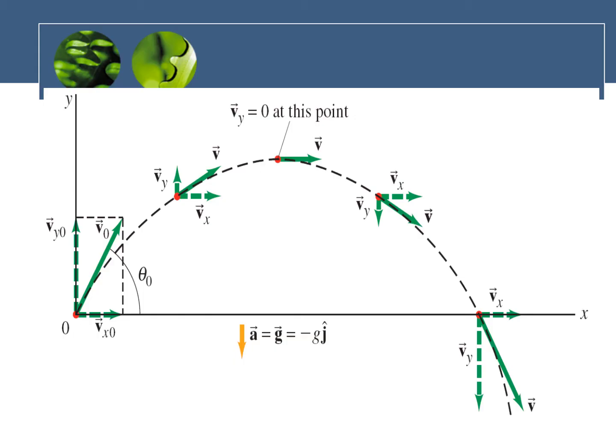You will notice that the velocity vectors at each point in the parabolic path are represented by a green arrow. The dashed green arrow represents the velocities along x and y, while the green arrow represents the velocity at a particular instant in the parabolic path. The orange arrow represents the acceleration due to gravity.